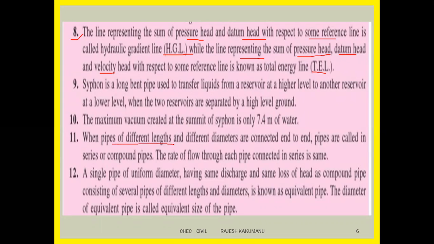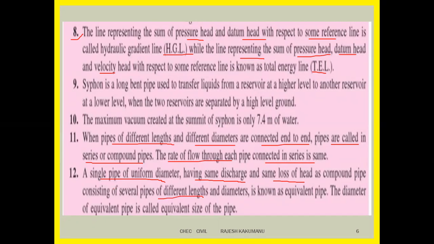When pipes of different lengths and different diameters are connected end to end, these pipes are called pipes in series or compound pipes. The rate of flow through each pipe connected in series is the same. A single pipe of uniform diameter having the same discharge and same loss of head as a compound pipe consisting of several pipes of different lengths and diameters is known as an equivalent pipe. The diameter of the equivalent pipe is called the equivalent size of the pipe.